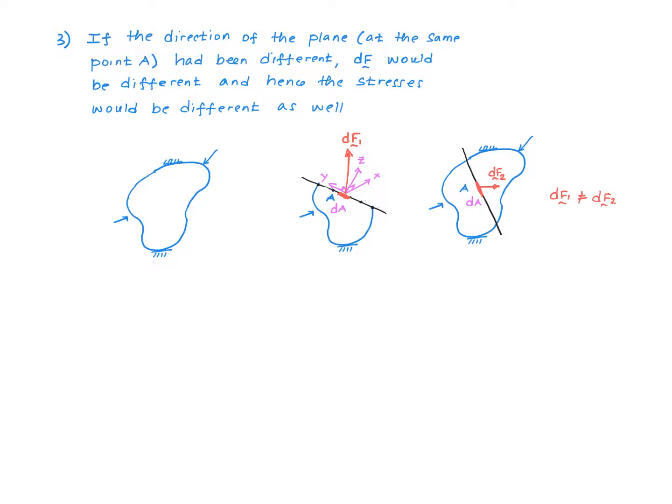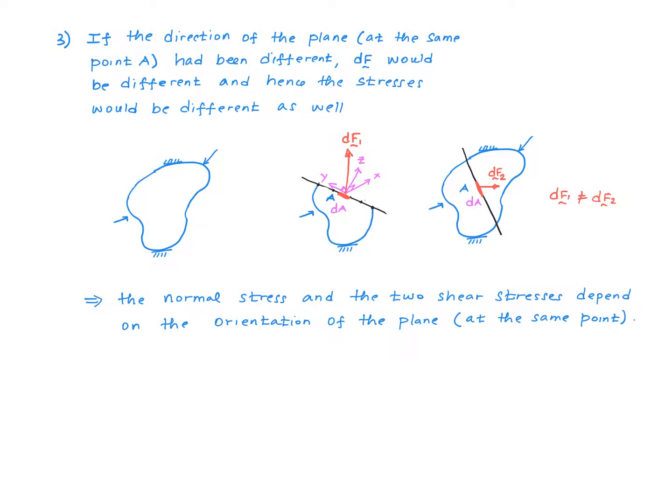In the analysis we discussed in the earlier slide, we took the 3D body and sectioned it along a plane like this, right? Then we focused on the point A. Supposing, say, instead of sectioning it along this plane, I section it along this plane, a plane that still passes through point A but has a different orientation now. You think that force on that little differential element is still going to be the same? The answer is no. In other words, dF1 is not going to be the same as dF2, which means the normal stress and the two shear stresses depend on the orientation of the plane.